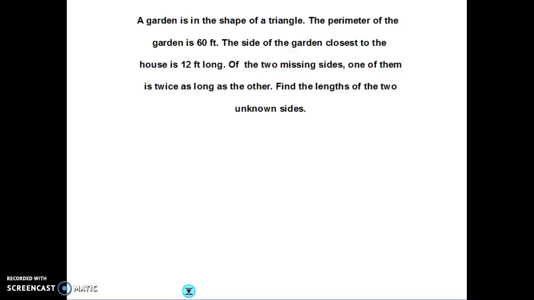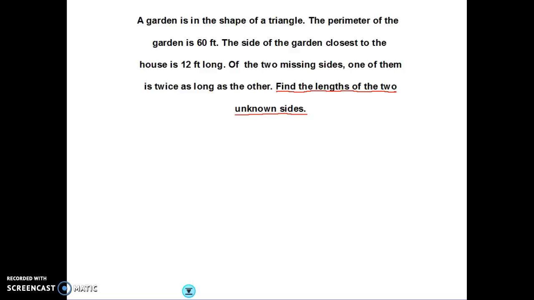Step 2. We need to underline the question. When I read through this, I saw in the very last sentence it was asking us to find the lengths of the 2 unknown sides. So I'm going to underline that as my question. Now that we've underlined the question, we'll move on to step 3, which is boxing the math terms.